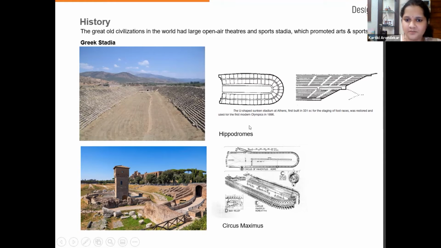You're looking at hippodromes, which were majorly used for chariot races, with stadia seating around it. Later the same form evolved into the Circus Maximus, where gladiator fights and chariot races used to happen. If you see, Circus Maximus is more like a complex stadium which we see nowadays, with multiple stories and a lot of other paraphernalia and facilities coming into the picture.